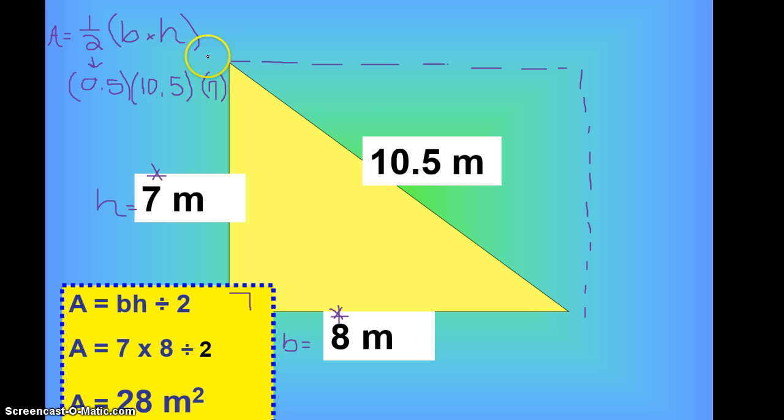7 times 8, which is the base times the height, is 56. That would give us the whole rectangle, but it's not a rectangle. It's half the size of a rectangle, so that would be 56 divided by 2, or 28.